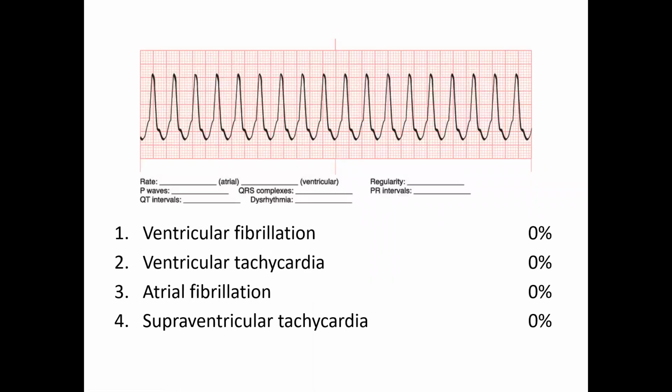We've already looked at this. This is uniform in shape. There are no discernible P waves. This is a monomorphic ventricular tachycardia.